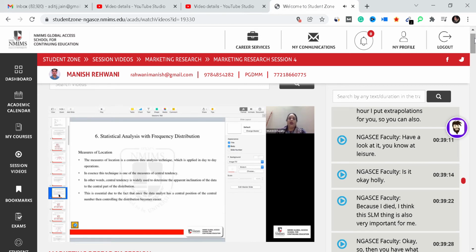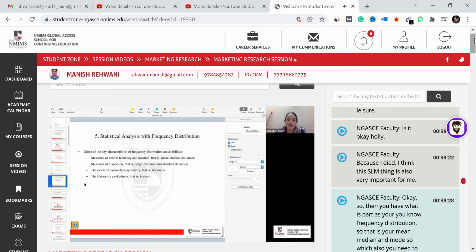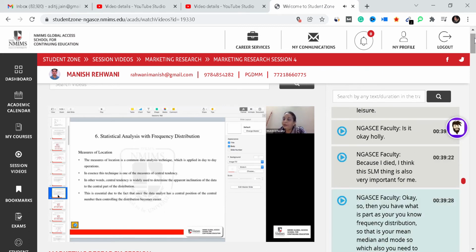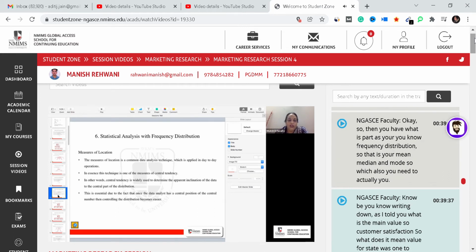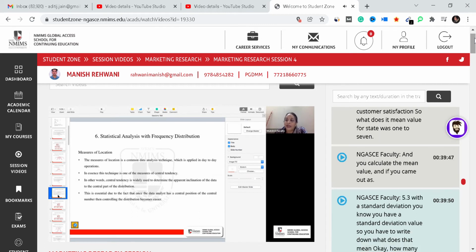Okay, so then you have what is called your frequency distribution. So that is your mean, median, and mode, which you also need to be writing down. As I told you, what is the mean value? Customer satisfaction. Your scale was 1 to 7, and you calculated the mean value, and it came out as 5.3 with a standard deviation. You have a standard deviation value. So you have to write down what is the mean.